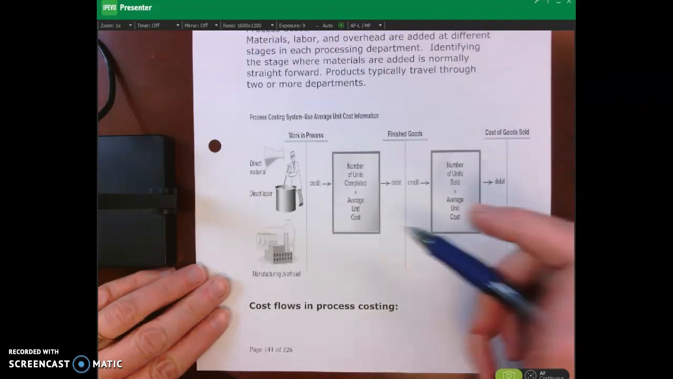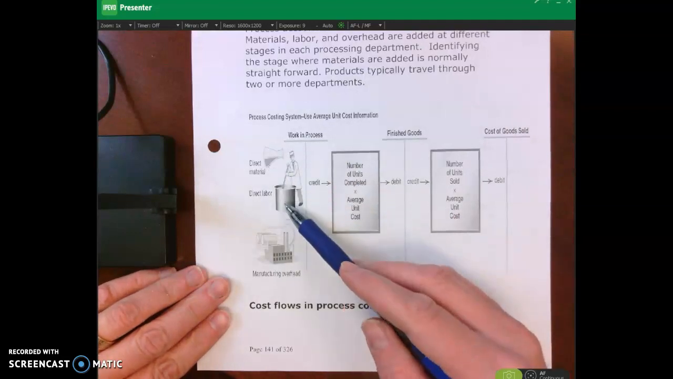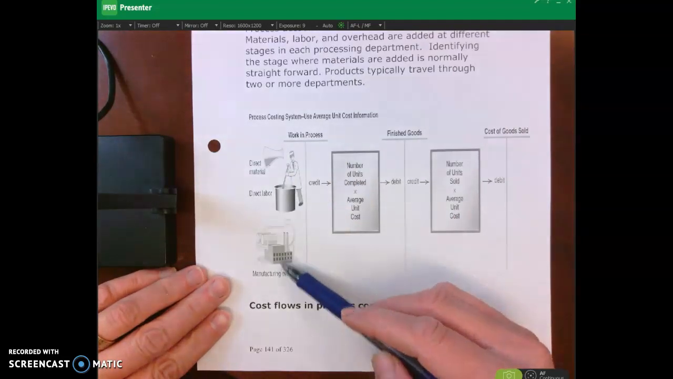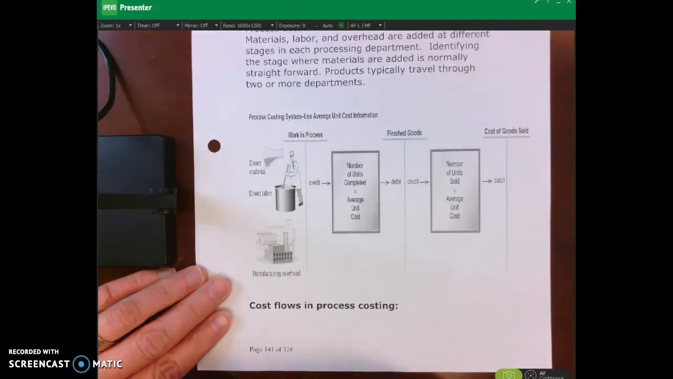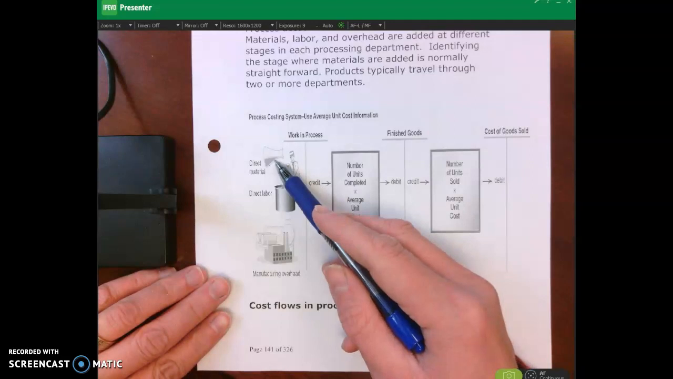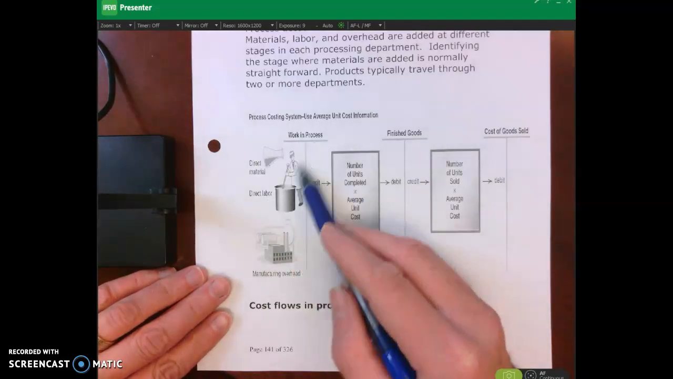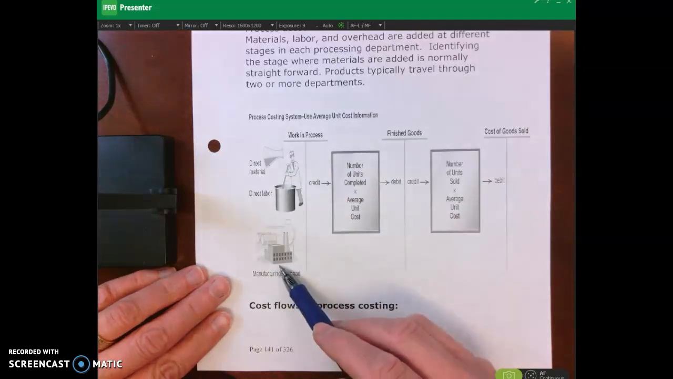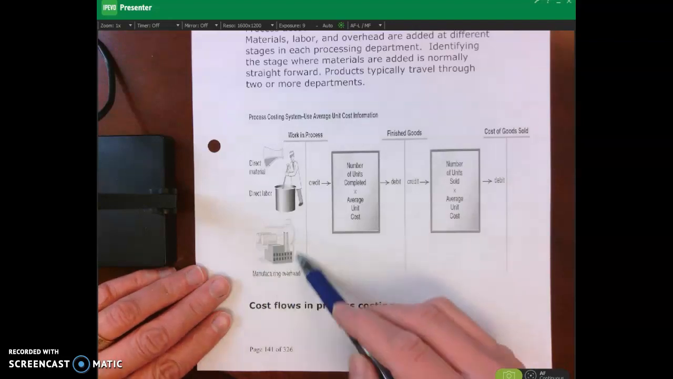We talk about here with our work in process, we have our materials, we have our labor and overhead, right? And then what we did, this is kind of similar to what we did with our job order costing. Remember, our direct materials come into work in process. Our direct labor comes straight into work in process. Our manufacturing overhead, these are our indirect manufacturing costs, and this would be our applied manufacturing overhead.